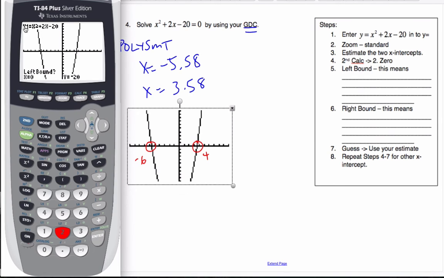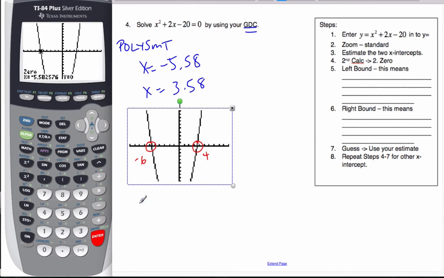It says here that here's my equation, the left bound. Well, I want to be left of negative 6, so I'm going to say negative 8. And then I'm going to ask for the right bound, so I'll say 0. And there's a little arrow here. It says look between these two values. My guess, well, I said already negative 6. I hit enter, and I can see that this value here is quite clearly x is negative 5.58. 3 significant figures is what I'm always looking for.